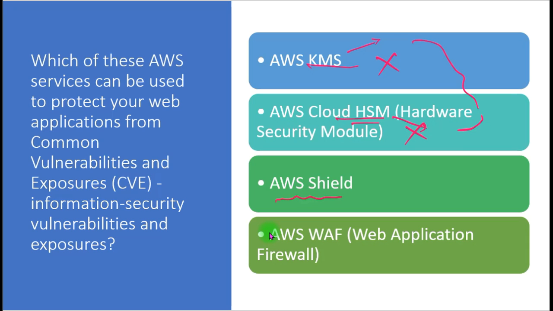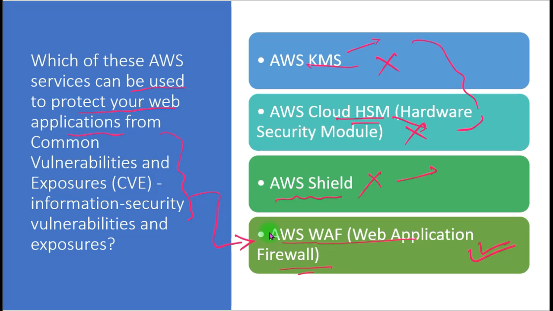And we already know that AWS Shield is used to protect from DDoS attacks. So this is also not correct, because this is used to protect our environment, not the web application. And in the question, if you see, it can be used to protect our web application from CVE, information security vulnerabilities. That means we are talking about protecting our web application. So directly we can go for the AWS service, that is Web Application Firewall. So this is the correct choice for this question.